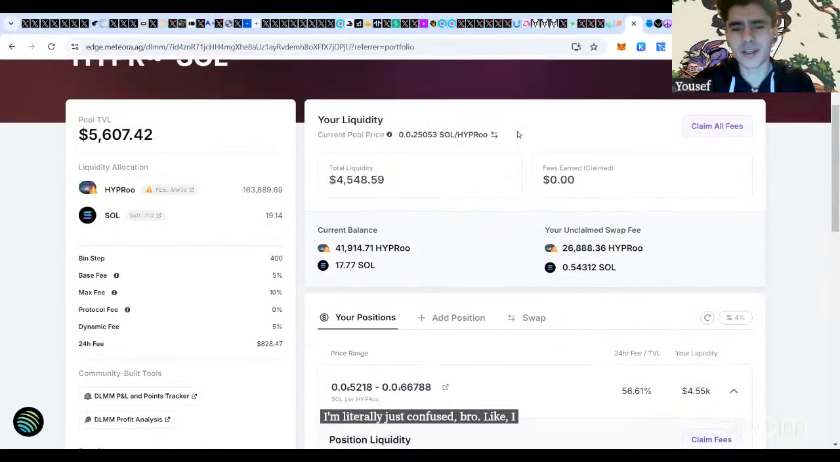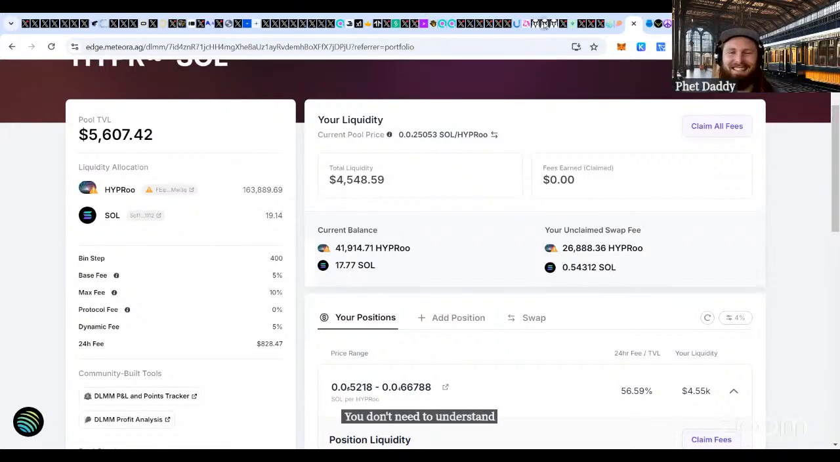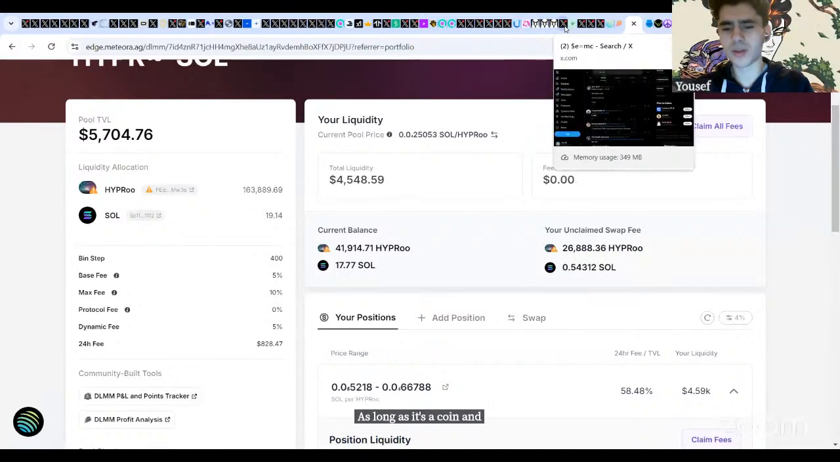I'll probably LP it. You don't need to understand 100% what you're LPing. As long as it's a coin and it's making volume, you should be good to go.